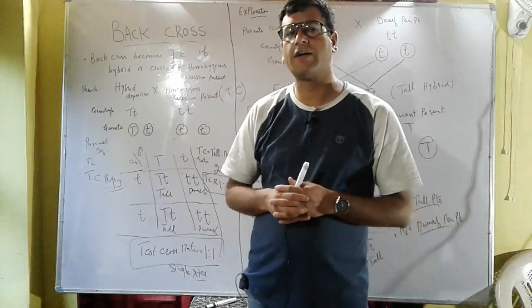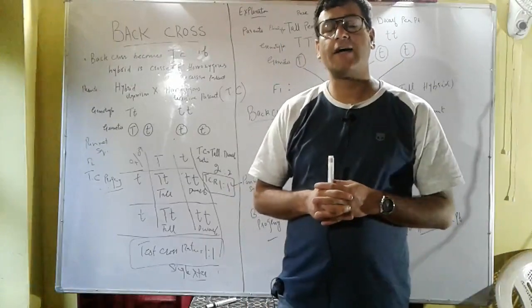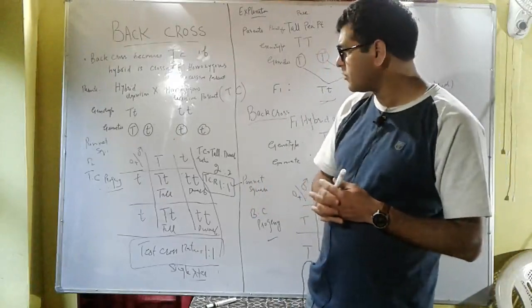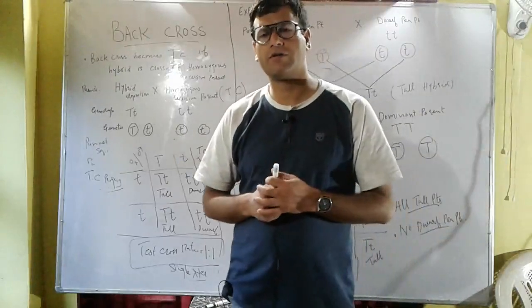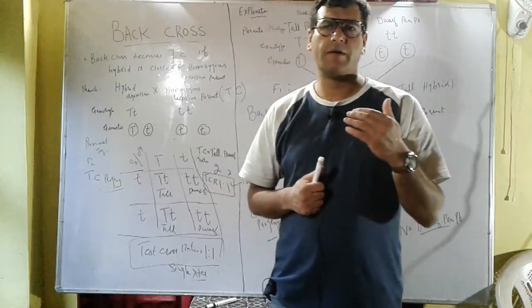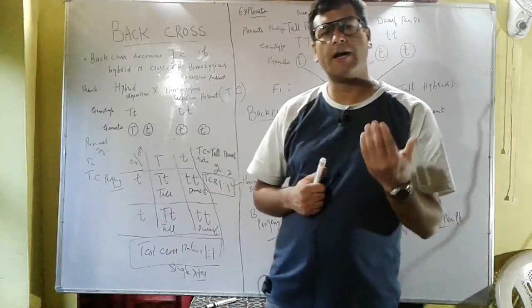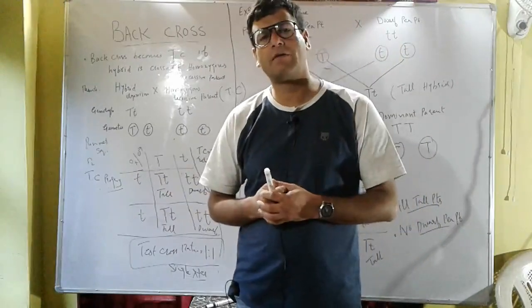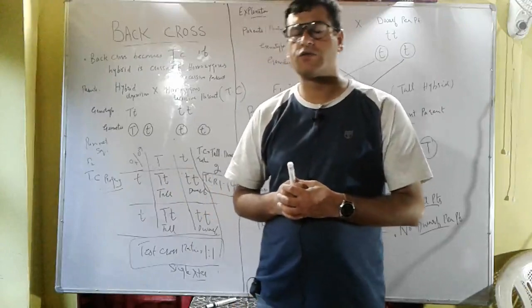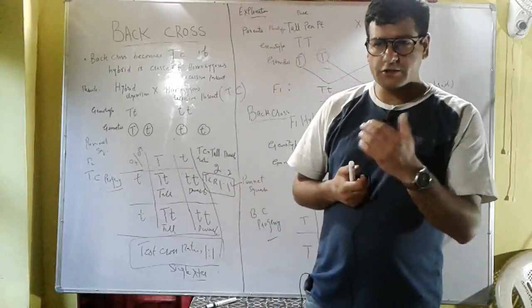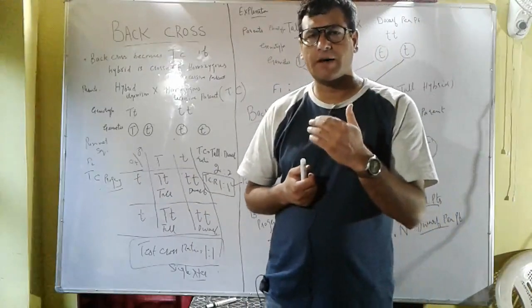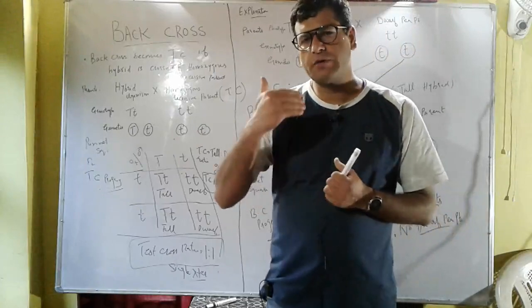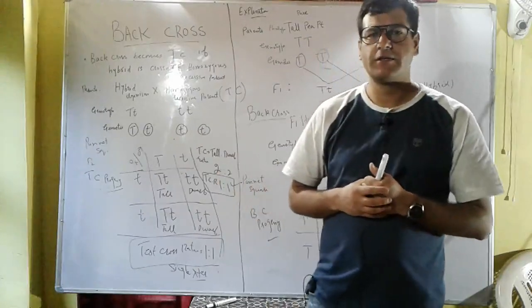In case 2 characteristics were taken into consideration, the test cross ratio becomes 1:1:1:1. This back cross is simply a cross performed between the hybrid organism and one of the parents. What is the objective of this back cross? It increases the traits of parents in the offspring. And if back cross is performed with the homozygous recessive parent, then back cross becomes test cross.